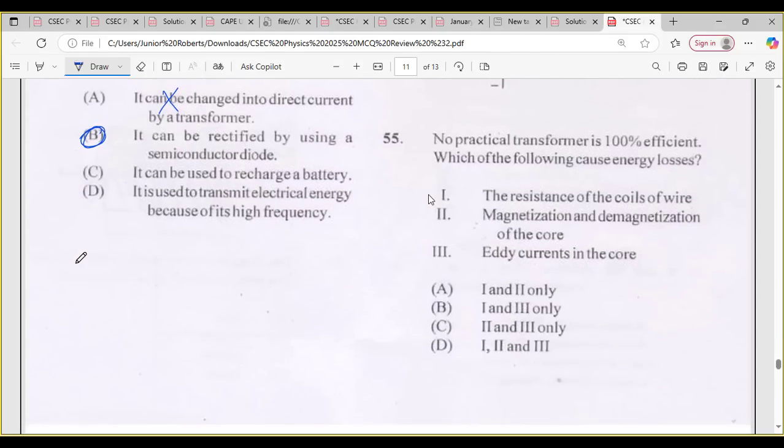55 now says that no practical transformer is 100% efficient. Which of the following causes energy losses? So we're going to have energy loss due to resistance of the wire, which is going to cause heat. Magnetizing and demagnetizing of the core, right? We lose energy when the coil magnetizes and demagnetizes constantly. And 3 now, we're going to also have eddy currents, right, in the core. So all 3. So that's going to be D.